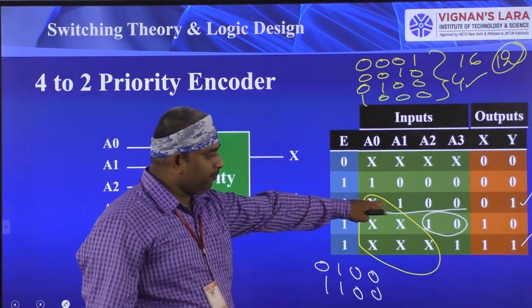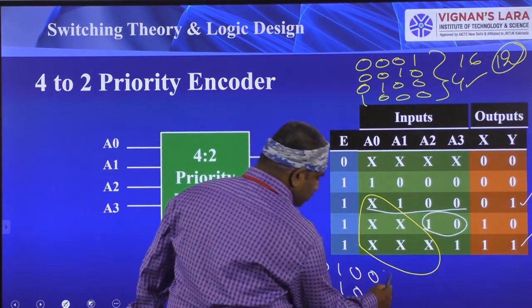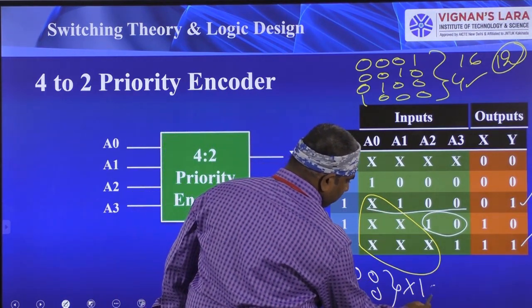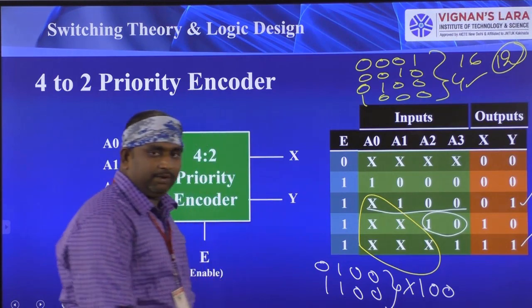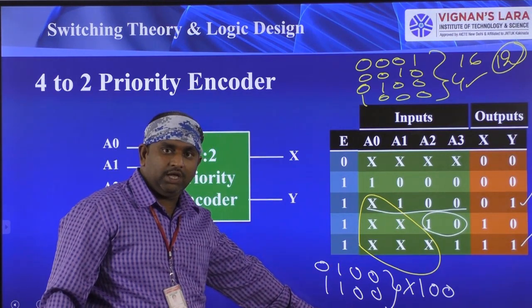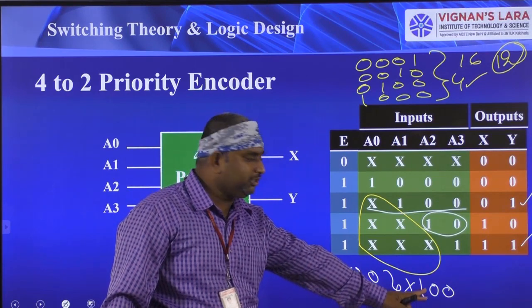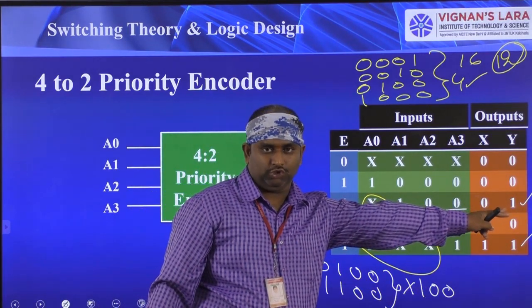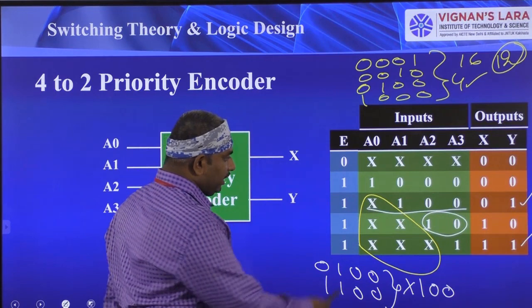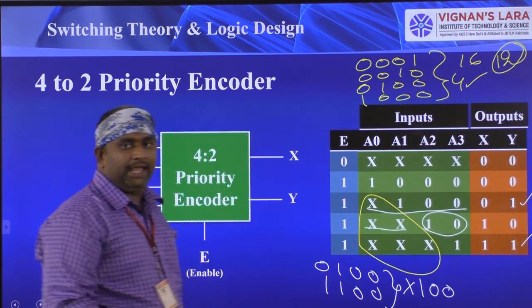Where for this input combination, okay. So these two are representing cross 1 0 0. These two combinations, it is treating as x 1 0 0. If you got x 1 0 0, then the outputs are 0 1. Okay, right. So like that, here xx is there.